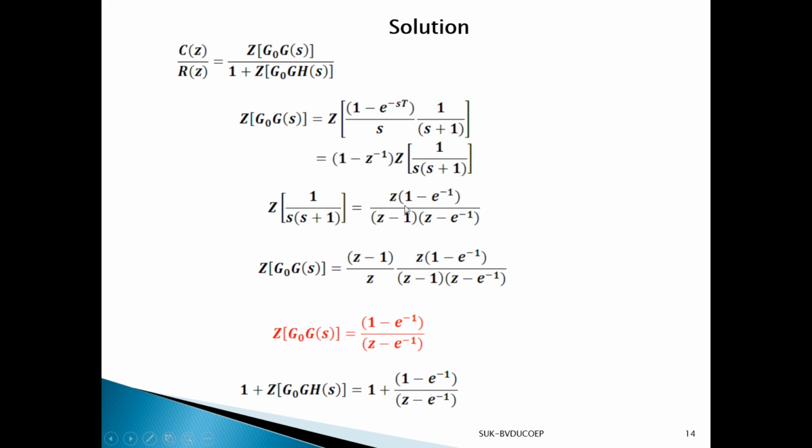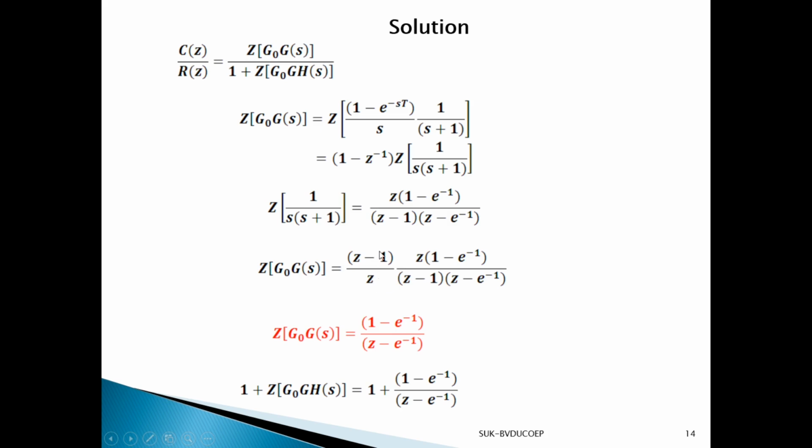So this 1 upon s is Z upon Z minus 1, and 1 upon s plus 1 is Z upon Z minus e raised to minus sT. So T is equal to 1, sampling time is given as 1. So Z minus e raised to minus 1. I am putting it here. And this 1 minus Z raised to minus 1 is Z minus 1 by Z, and it is written like this.